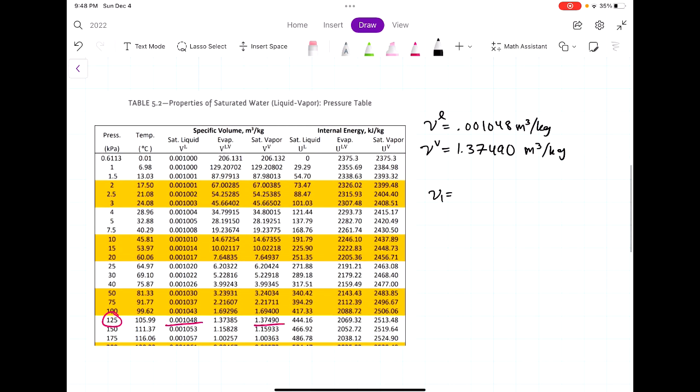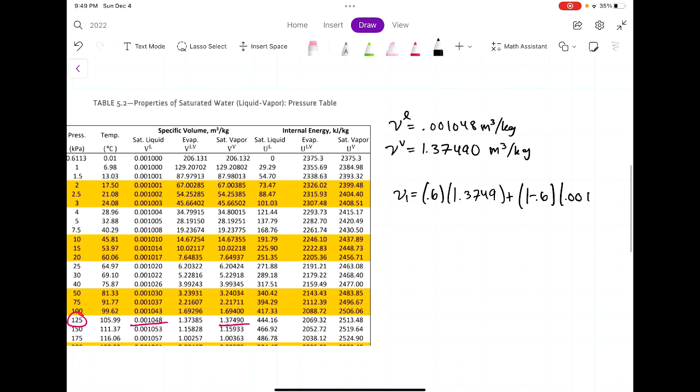And we get specific volume is equal to 0.6 times 1.3749 plus 1 minus 0.6 times 0.001048. Alrighty. And after plugging that into your calculator, you get 0.8254. So specific volume of state 1 is 0.8254 meters cubed per kilogram.